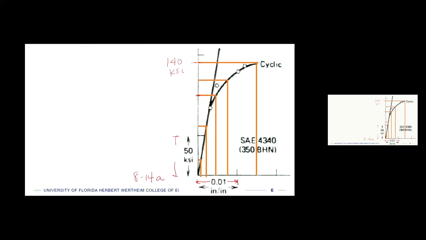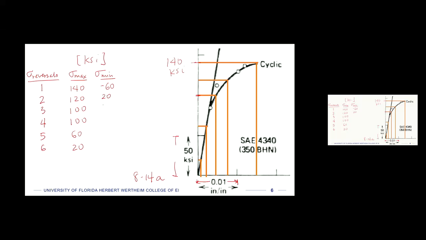Okay, so what we have to do now is make a table for the stress reversals. And we had 6 of those, so I'm just going to give them numbers like this. And I'm going to write down the magnitudes. So we have maximum stresses and minimum stress for each of these 6 cycles within one block. And these are all going to be in KSI. So I'm going to write down 140, 120, 100, 100, 60, 20, and then minus 60, 20, 80, 0, minus 40, and minus 20. Okay.